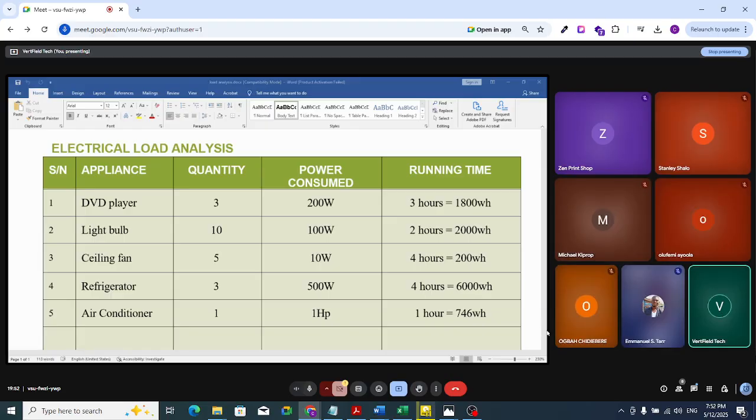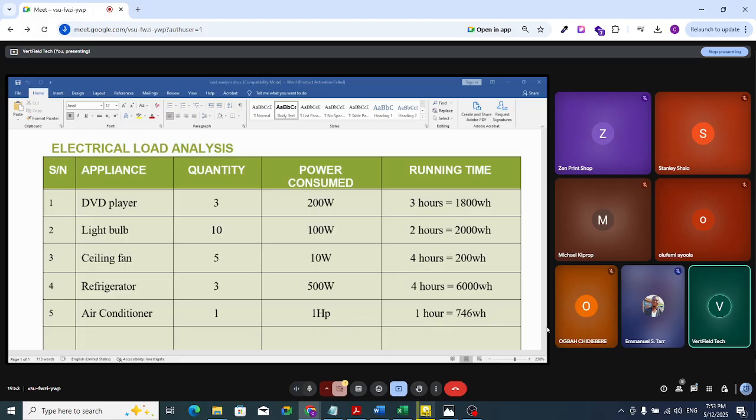Now, what is the energy need or energy consumption of these 5 appliances? How do we do that? We can easily do that by applying a formula. The formula states that energy need is equal to the quantity of appliance multiplied by the power consumed multiplied by the running time.